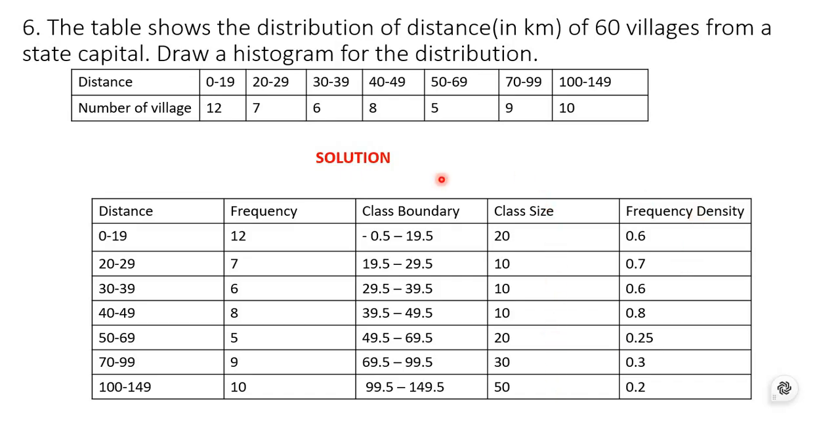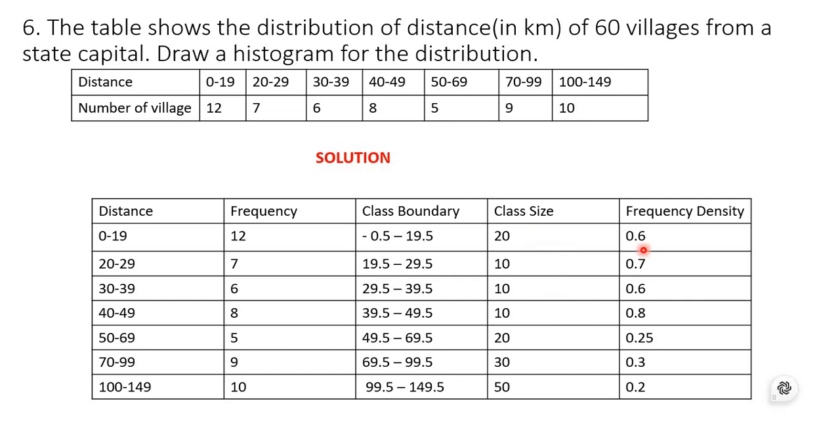And then for the unequal class boundary, you can see that we have unequal class size here. The first class is 20, the second is 10, 10, 10, 20, 30, 50. So this is actually unequal class intervals, so the class sizes are not the same. And when you have such, you're going to be using the frequency density. The frequency density can be calculated by taking the ratio of the frequency to the class size.